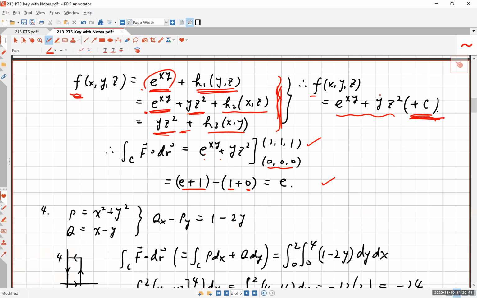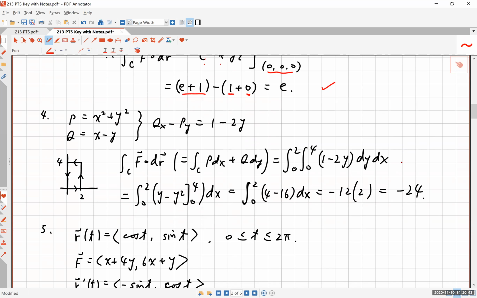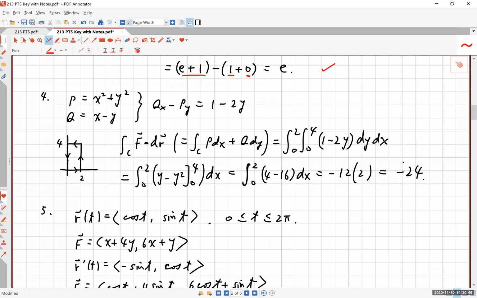Here's the answer to number 4. Qx minus Py is actually easy because Qx is just 1 and Py, as you can see, is 2y, right? So 1 minus 2y is what you have to integrate over this region. And so x goes from 0 to 2, y goes from 0 to 4. This is the integrand. This is like your simple calculus problem.